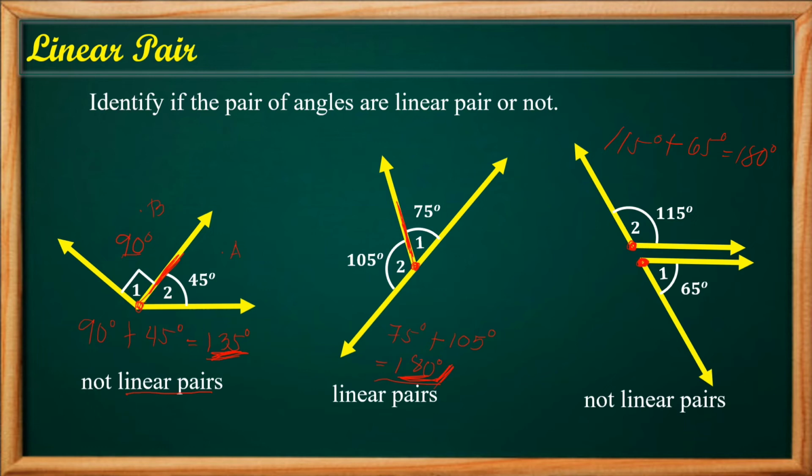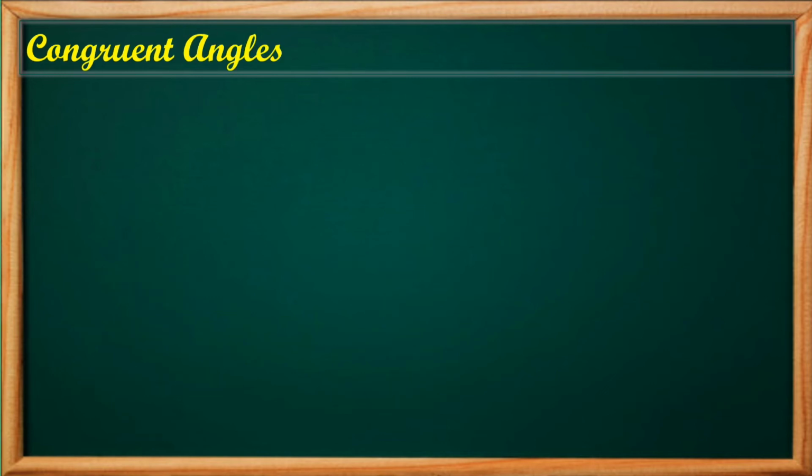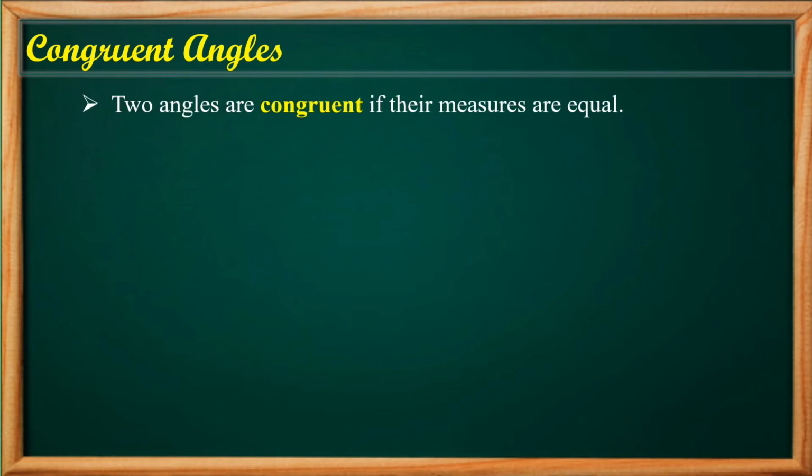Now, tapos na tayo sa apat. We have complementary, supplementary, adjacent angles, and the linear pair. Okay, next is the vertical angle. But before we discuss vertical angles, we will discuss first what are congruent angles. Now, congruent angles, two angles are congruent if their measures are equal. Again, we have the word congruent, then if their measures are equal. The measures of their angles are equal.